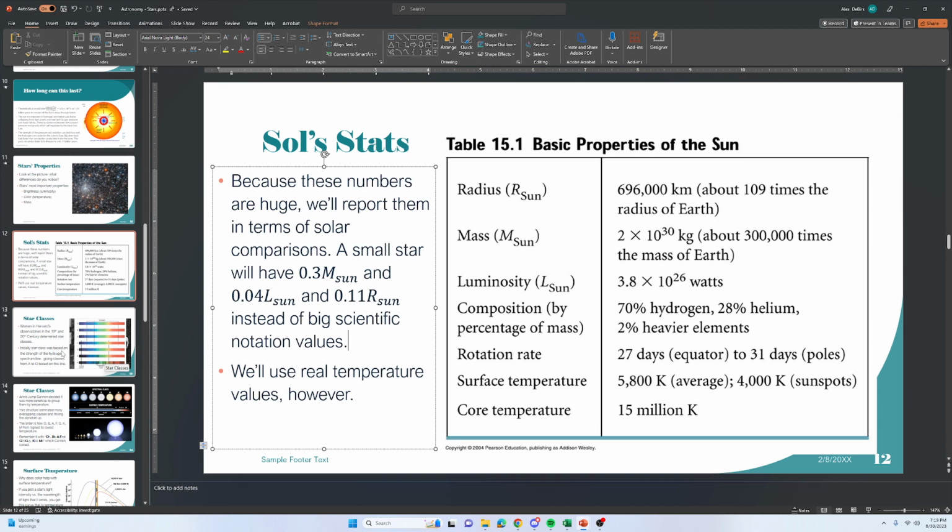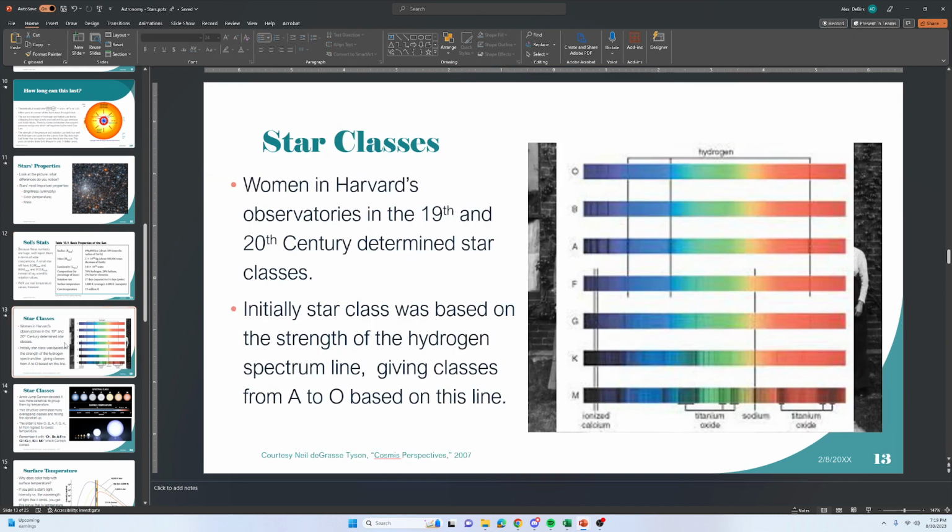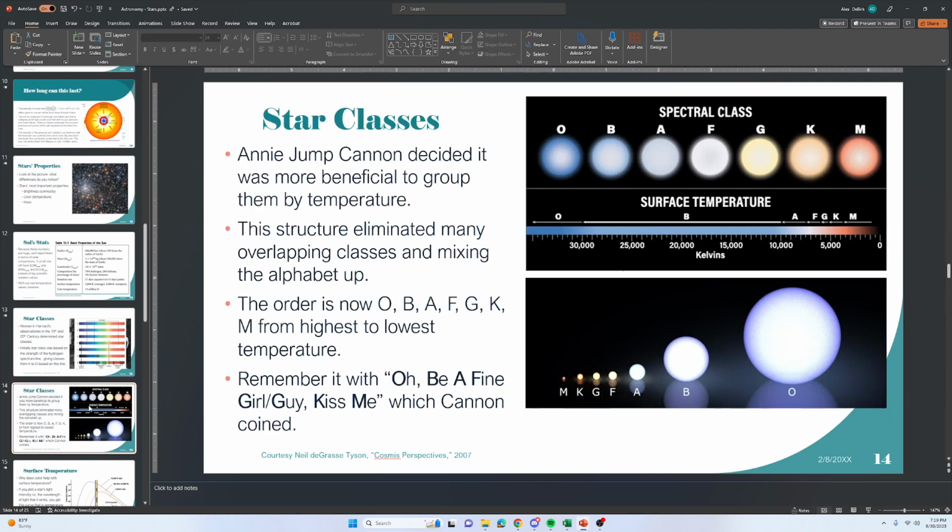Okay, so how we've classified stars actually came from a bunch of women astronomers at Harvard, which was really cool. They were the ones that came up with the star classes. The one that came up with them, her name was Annie Jump Cannon, and she decided that we should classify stars by their temperature. And when they did that, the old system of ordering them by the strength of their hydrogen spectrum line kind of went away.